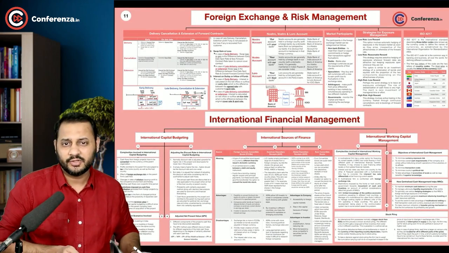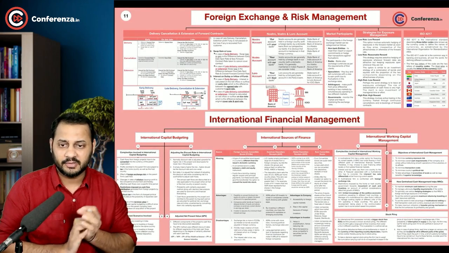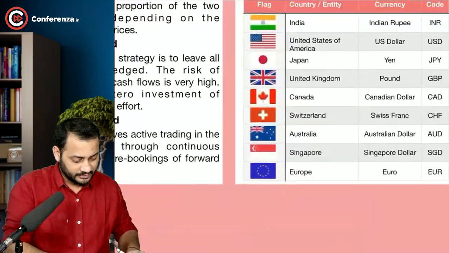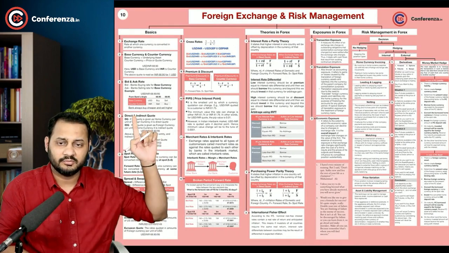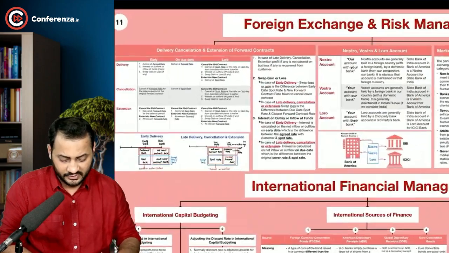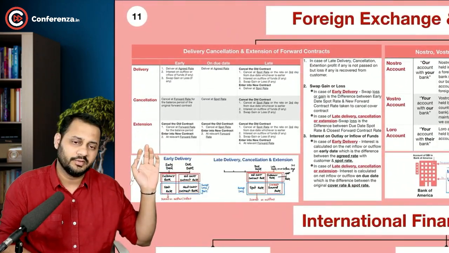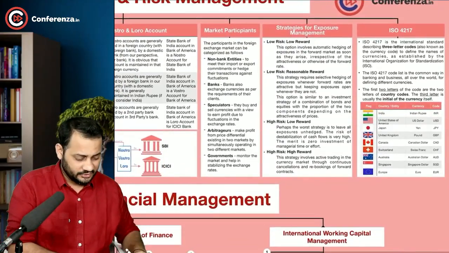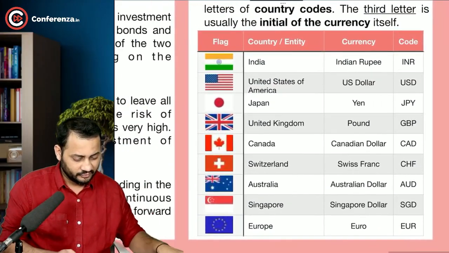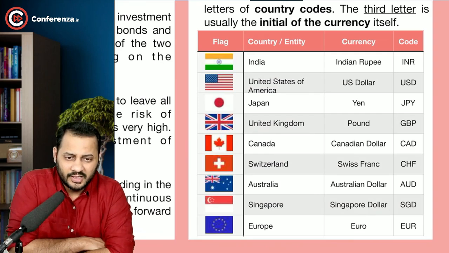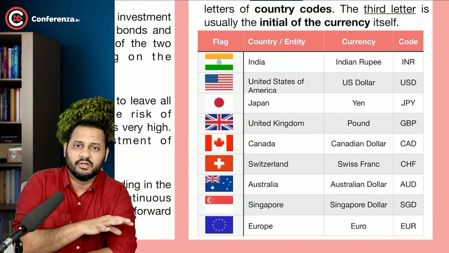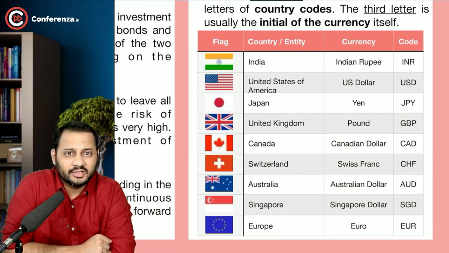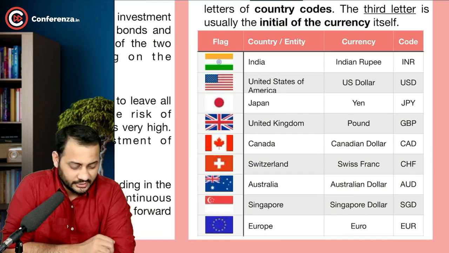If you have the charts, you can open the foreign exchange and risk management related chart, and I will show you one thing there. On the second page of the forex chart, the 10th number is for forex, and half of the 11th number is also for forex. On the 11th chart, come to the end of the forex part, and you can clearly see that I have picked a few countries which will be used most of the time in your practical questions. So I thought you should know the currencies and codes of at least this many countries.